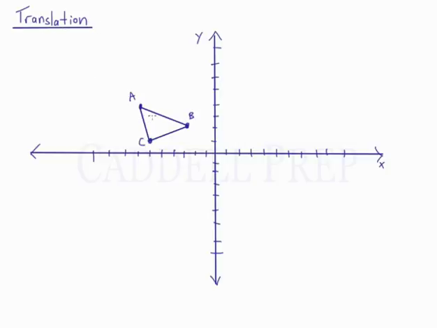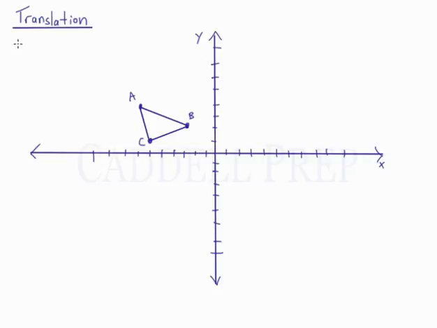Translation is just a slide of a shape. So we could move this entire shape to the right and up. We can move it to the right and down. We could go left and down, left and up, maybe just up or just down or just left or just right.